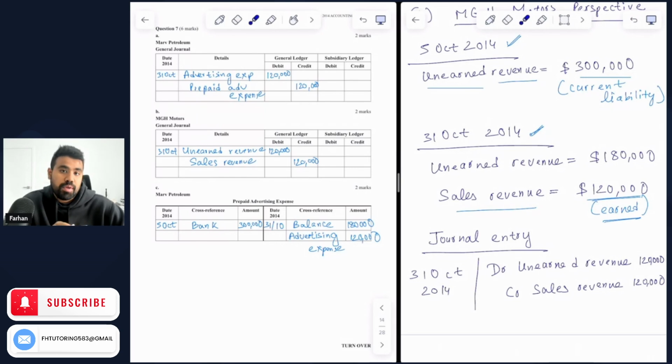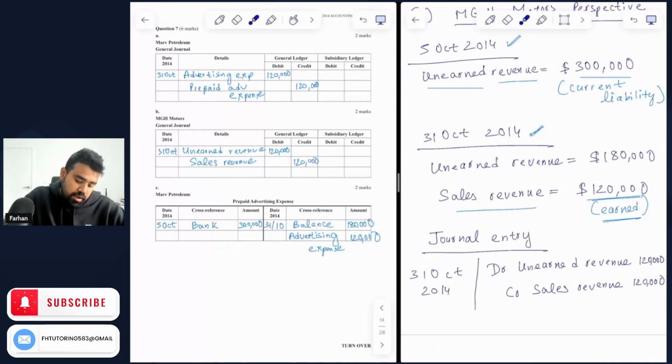Okay. So because prepaid advertising as an asset is increasing, and when assets go up, we debit them. So that's why on the debit side of the ledger account, on the 5th of October 2014, we are saying that we have purchased $300,000 worth of prepaid advertising.